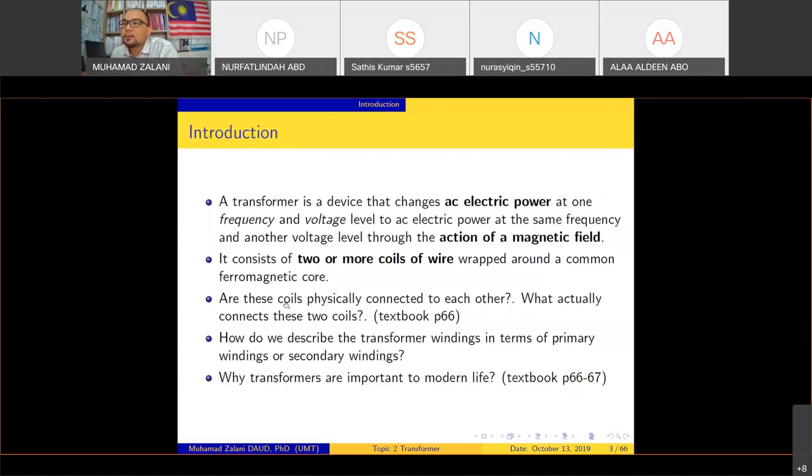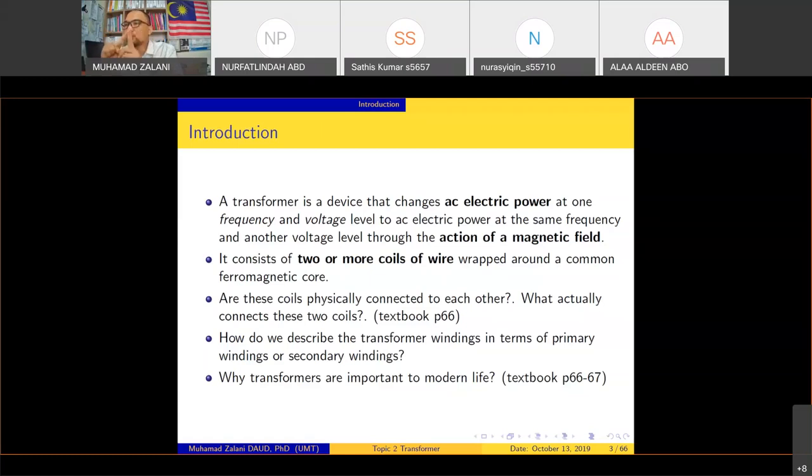Okay, point number two: it consists of two or more coils of wire wrapped around a common ferromagnetic core. So when we talk about a transformer, what we can imagine is the ferromagnetic core, which is the iron core, and also the coils. Sometimes we call the coils windings. So we have the windings of the transformer and the ferromagnetic core, the steel core, or it could be a core made of cobalt or nickel, right? So that iron core is wrapped around with coils of wire, which we call windings.